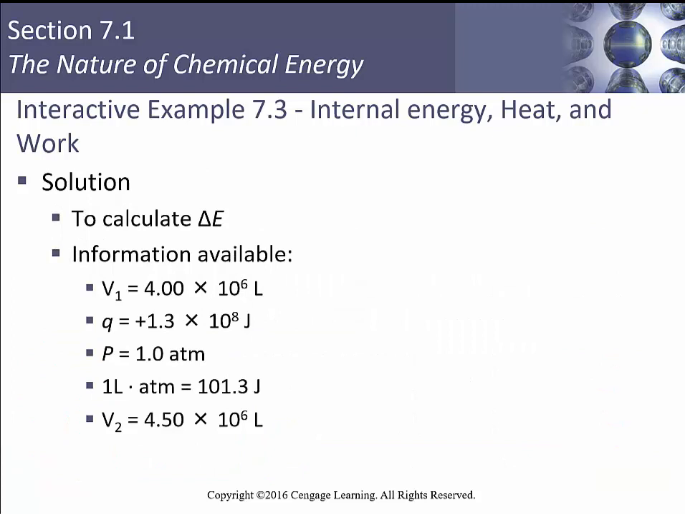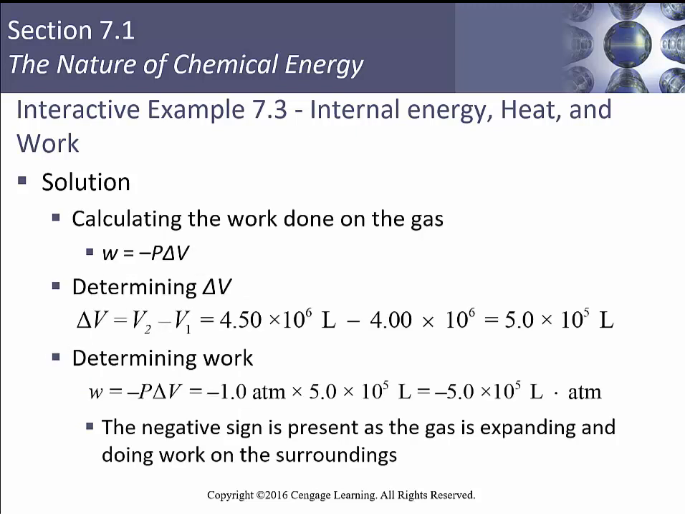Right, so our solution, we're going to calculate delta E. The information we have available is our initial volume is 4 times 10 to the 6th liters. We've got our Q, that's our energy change. We've got our P, that's our pressure. We've got our conversion factor, liters times atmospheres into joules. And then we've got our second volume. So to calculate the work done on the gas, we're going to do W is equal to minus P delta V.